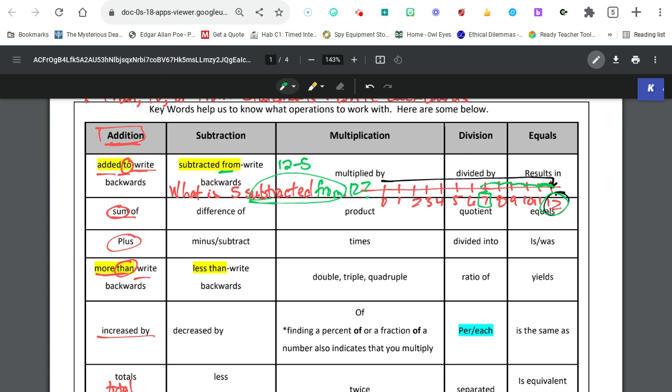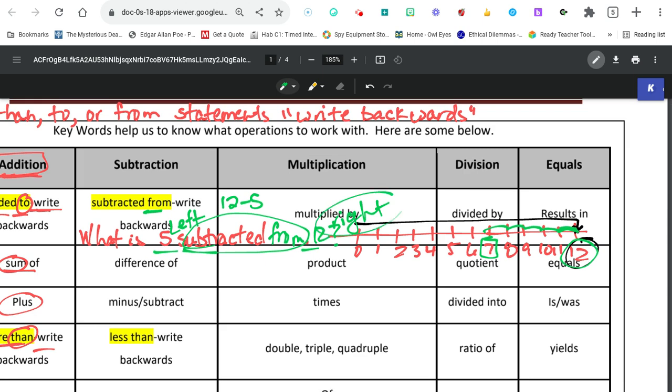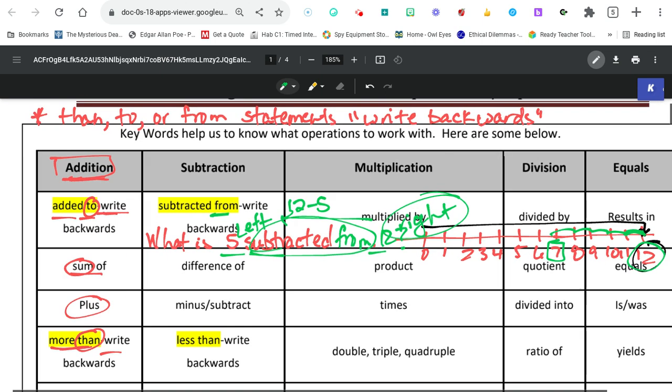Don't write it from left to right. Don't write it like you're reading a book. If you see subtracted from, write the right part of it first, and then like you have 5 and 12. 5 is on the left, and 12 is on the right. But what you would do is make sure you wrote the right part first, and then subtracted the left one. Okay, that's why I said if you have than, to, or from statements, just an indication you're going to write it backwards. So instead of writing it from left to right, you're going to write it from right to left, guys.